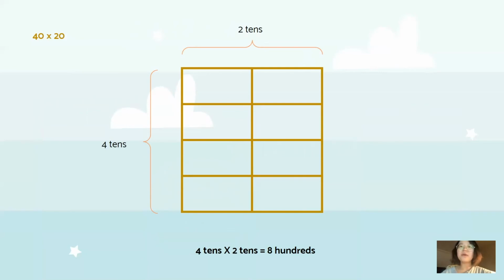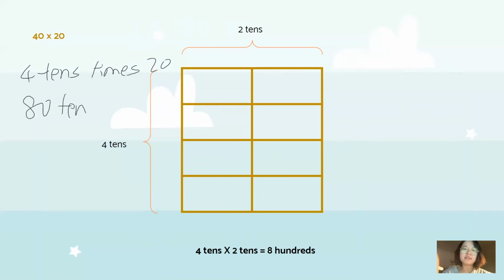Okay, so right now we have 40 times 20. So let's model 40 times 20 as an area. So what is 40 times 20? We can write it as 4/10 times 20, right? Or we can directly write down 80/10 or 800.